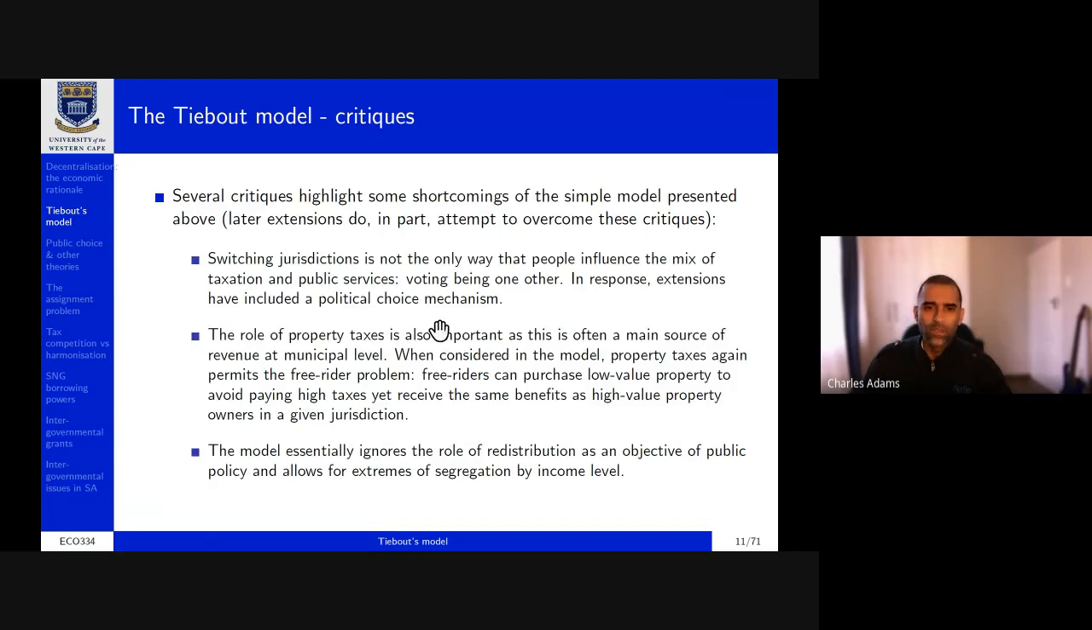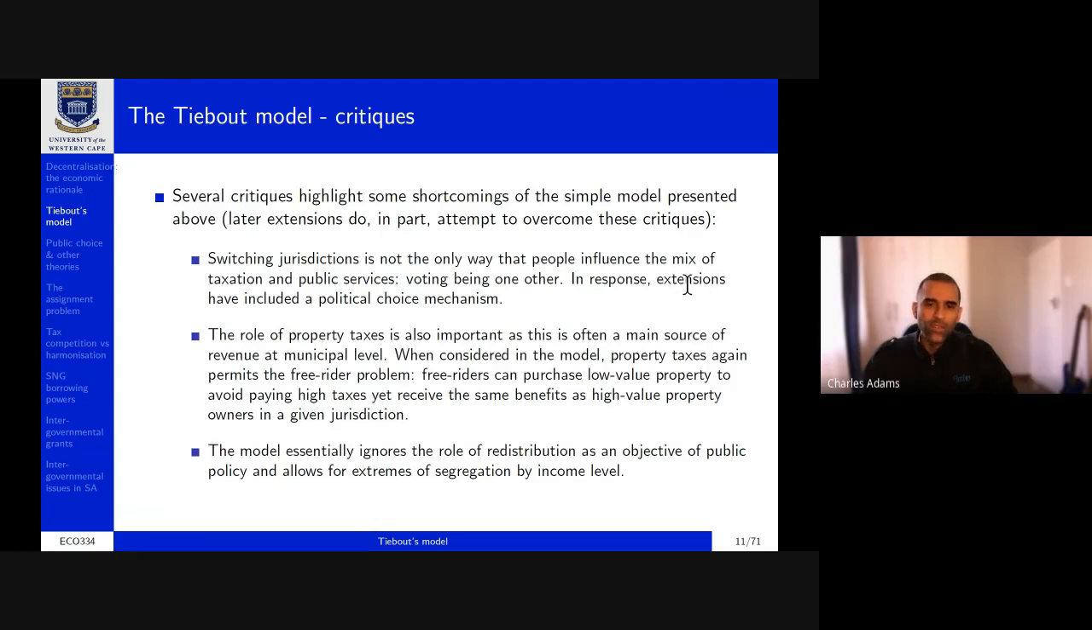Okay, so one critique is that switching jurisdictions is not the only way that people influence the mix of taxation, right? One of the assumptions in the model is that, given that people are highly mobile, nothing holds them down, they will go to a jurisdiction that best represents their preferences. But that's not necessarily the case, right? People may want to try and change the mix of policies or public goods and services in the jurisdiction where they exist, rather than moving to a different one that better represents their preferences.